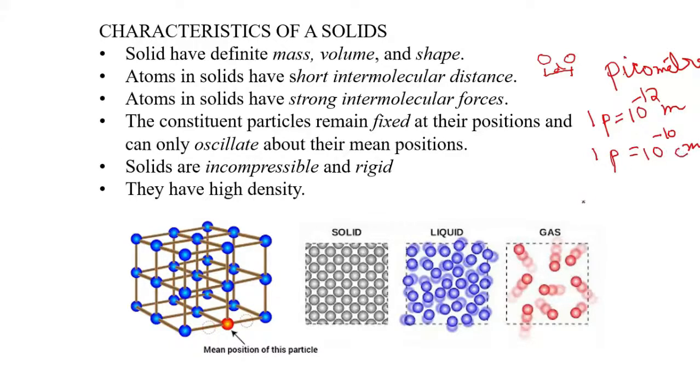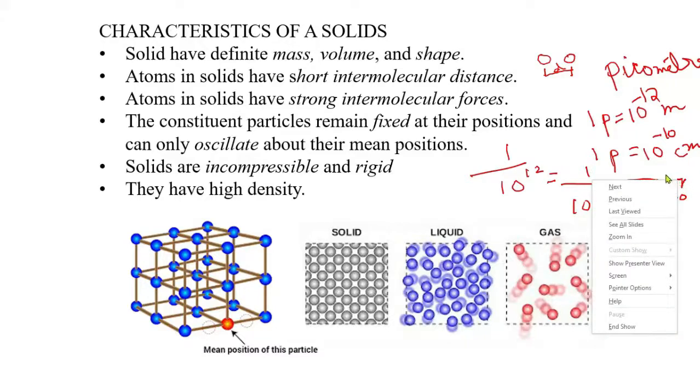This is minus, meaning this is 1 by 10 to the power 12. In terms of meter, this much meter. Now we will see why they have a short intermolecular distance.